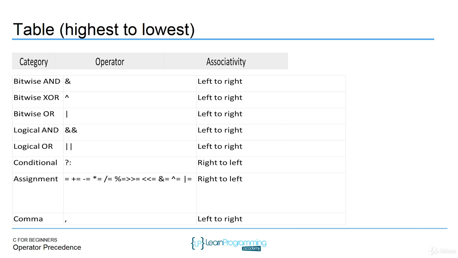So the bitwise operators follow towards the bottom, all left to right. Conditional ternary operators are right to left. Assignment operators are always at the bottom. That's always evaluated last. And if there are multiple equals or other assignment operators on there, you evaluate right to left. And then comma is also referred to as an operator. That's left to right.